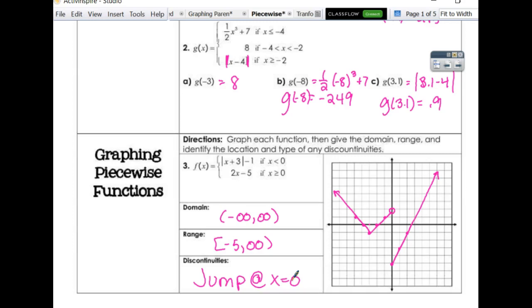Look how smart you've gotten. Look at this. Look how smart you are. I'm so proud of all of you.